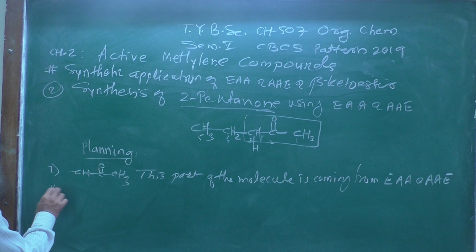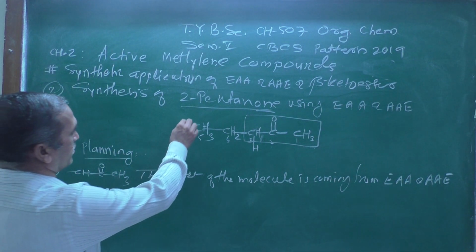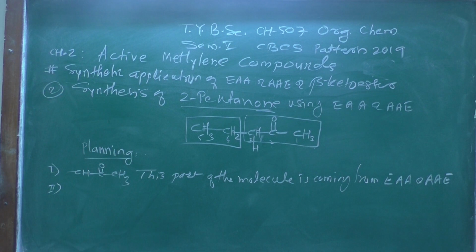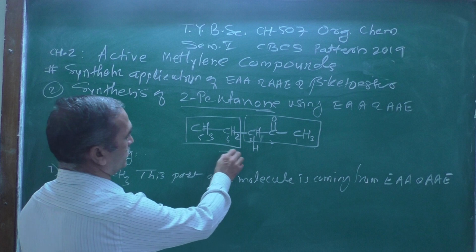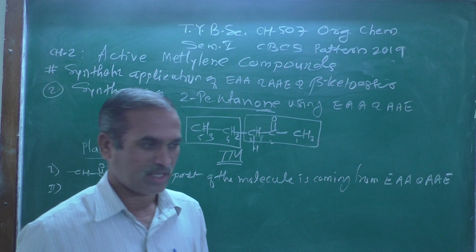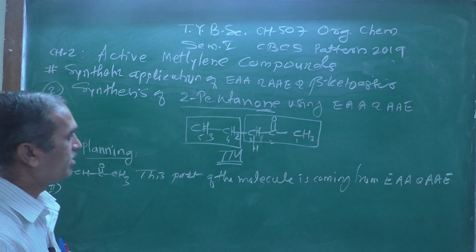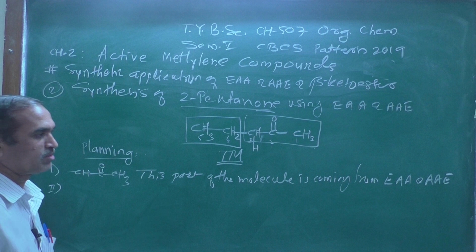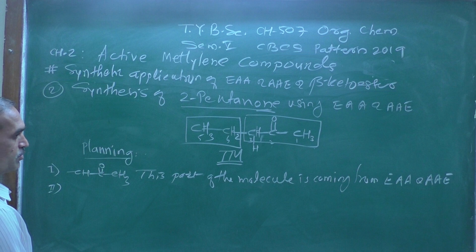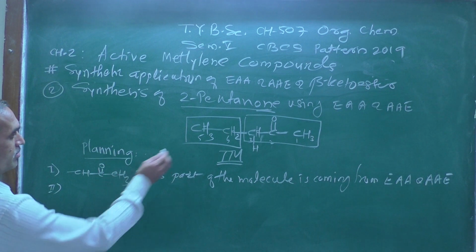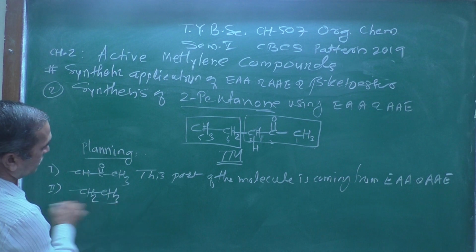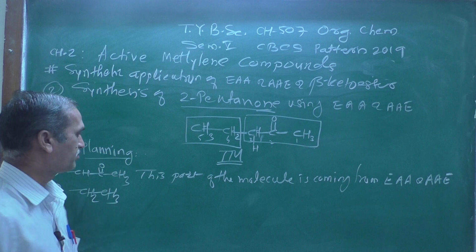And second point, look here. Once again I am marking this, putting this in the square bracket. This is our TM, target molecule. As I already told you in my previous lecture, TM means the molecule whose synthesis is being planned, called the target molecule.